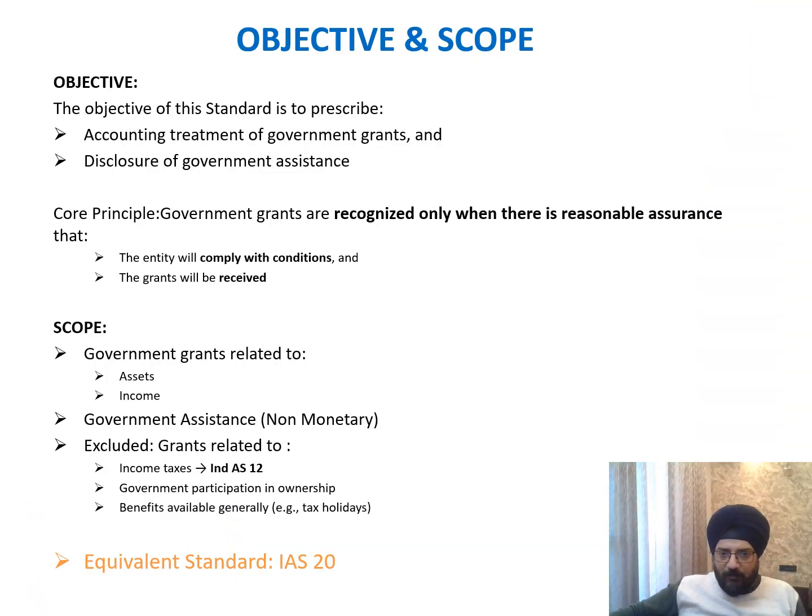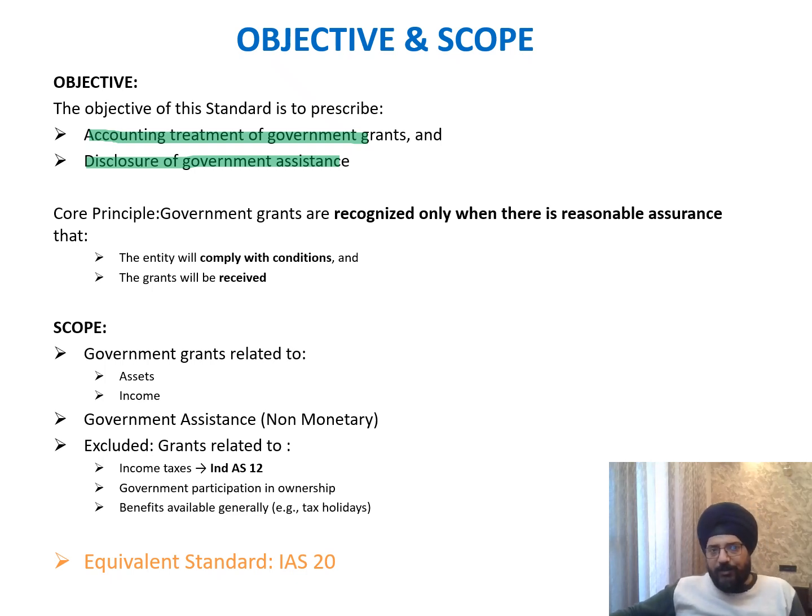Okay, so we'll quickly talk about the objective and scope of this IND AS 20. The objective is to prescribe the accounting treatment of the government grants and disclosure of the government assistance. So these are the two key topics that are going to get covered in this IND AS.